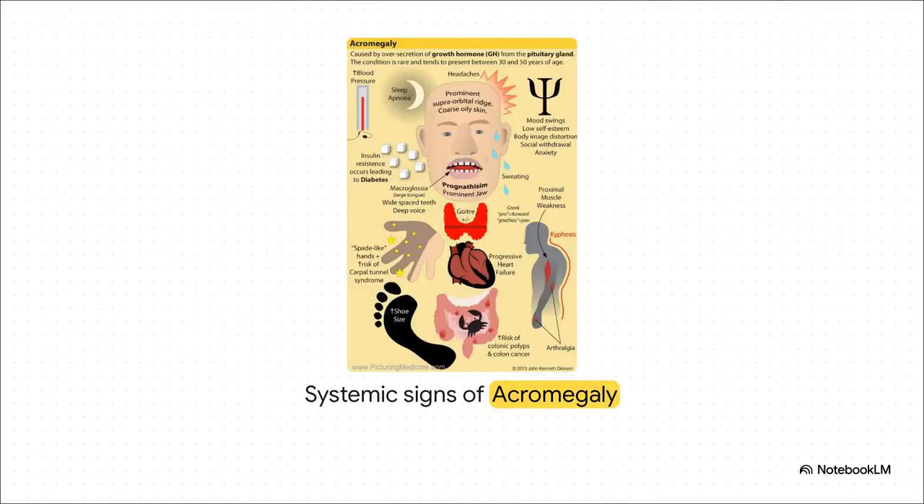When evaluating the systemic signs of acromegaly, just remember how GH acts on cartilage and soft tissue. In adults, this manifests as macroglossia, which is a massive enlargement of the tongue, and progressive prognathism, a noticeably protruding jaw. And because GH antagonizes insulin, these patients frequently suffer from glucose intolerance. It also causes organomegaly, especially enlarging the thyroid and the heart, which can eventually lead to progressive heart failure. These are just catastrophic results of unchecked biochemistry.